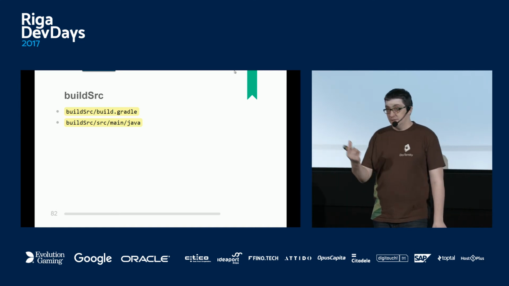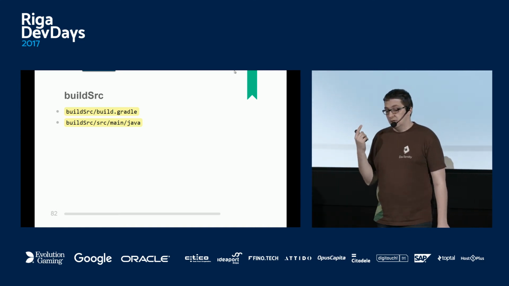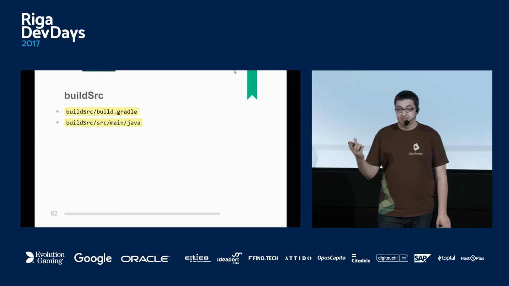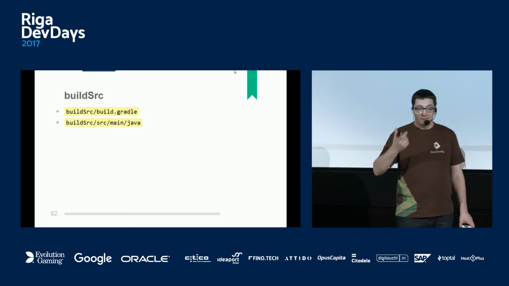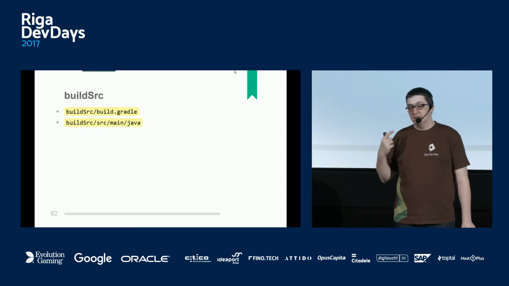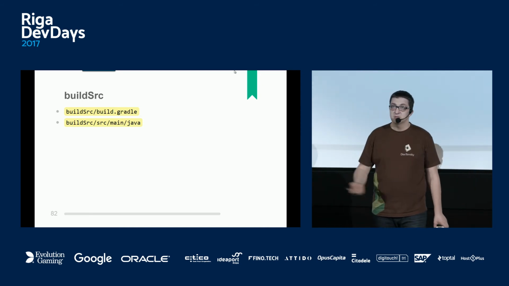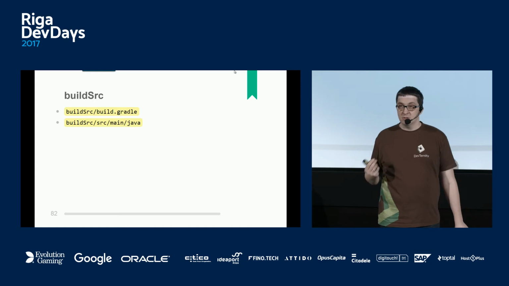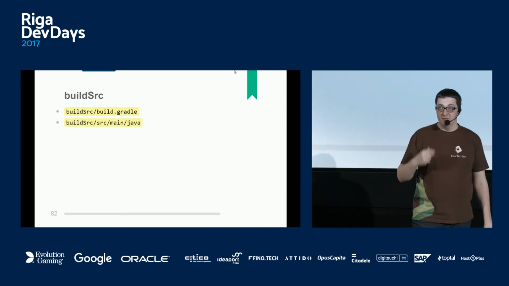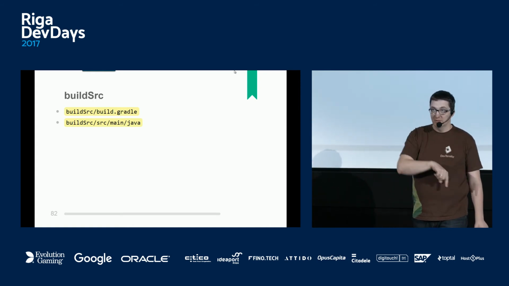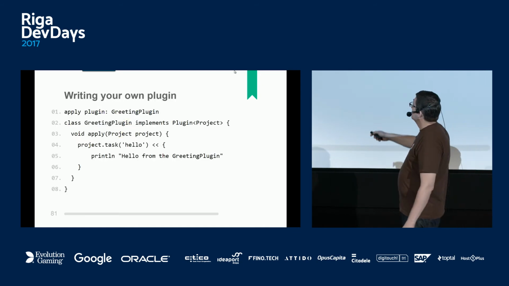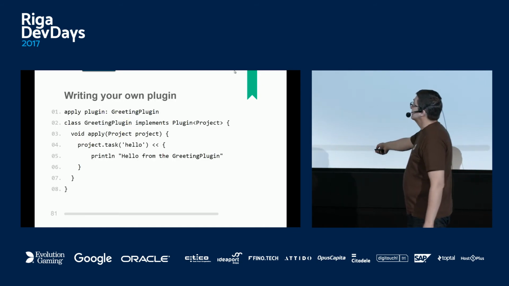So if in your project you have a buildSrc directory, Gradle treats that as another project of your multi-project build, and it just adds all the Groovy files and Java files compiled in that particular project onto the classpath of the build script that is actually building your application. So we can start like that easily.